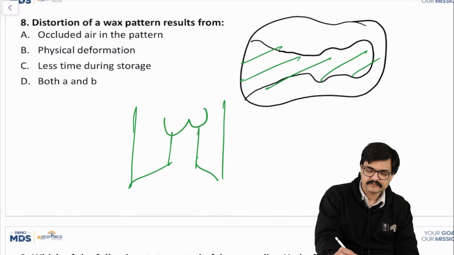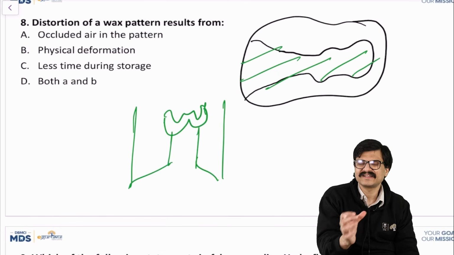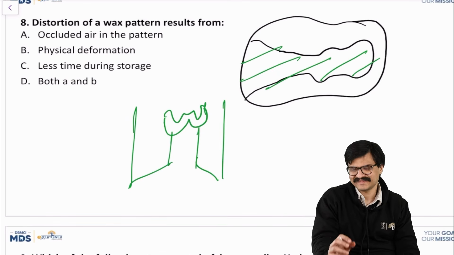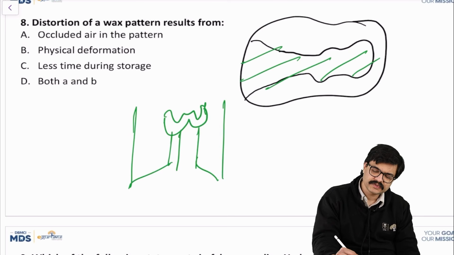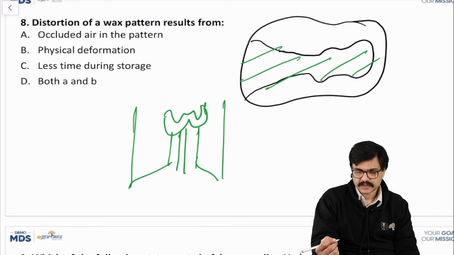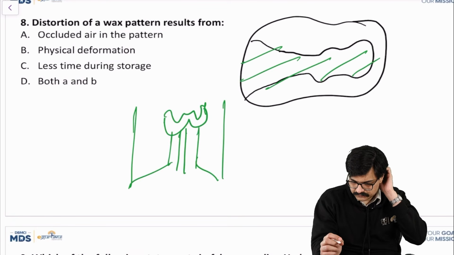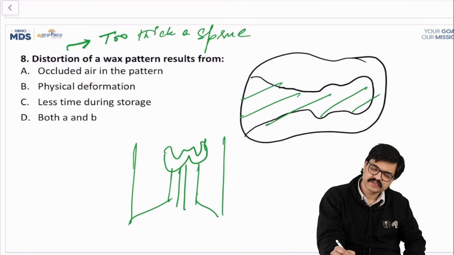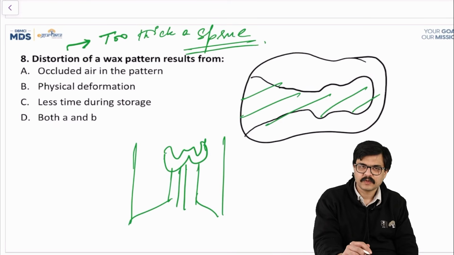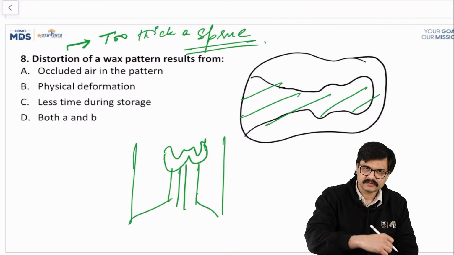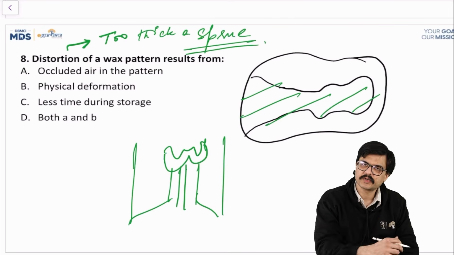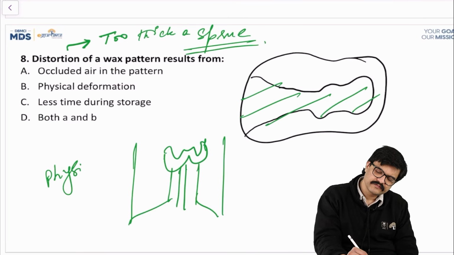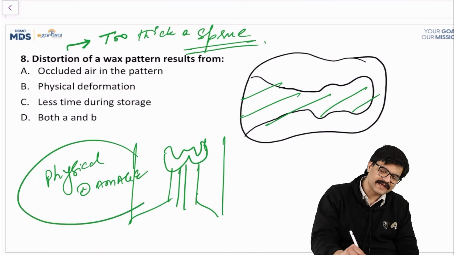Now, if you have a too thick a sprue and the wax pattern is too thin, that can distort the wax pattern. If the sprue is too thin, that can cause localized shrinkage porosity, right? So one reason of distortion of a wax pattern is too thick a sprue which is attached to the wax pattern. Okay. What is the other? Obviously physical deformation. So while taking it out, removing it, investing it, storing it, too much physical damage would distort the wax pattern, right?